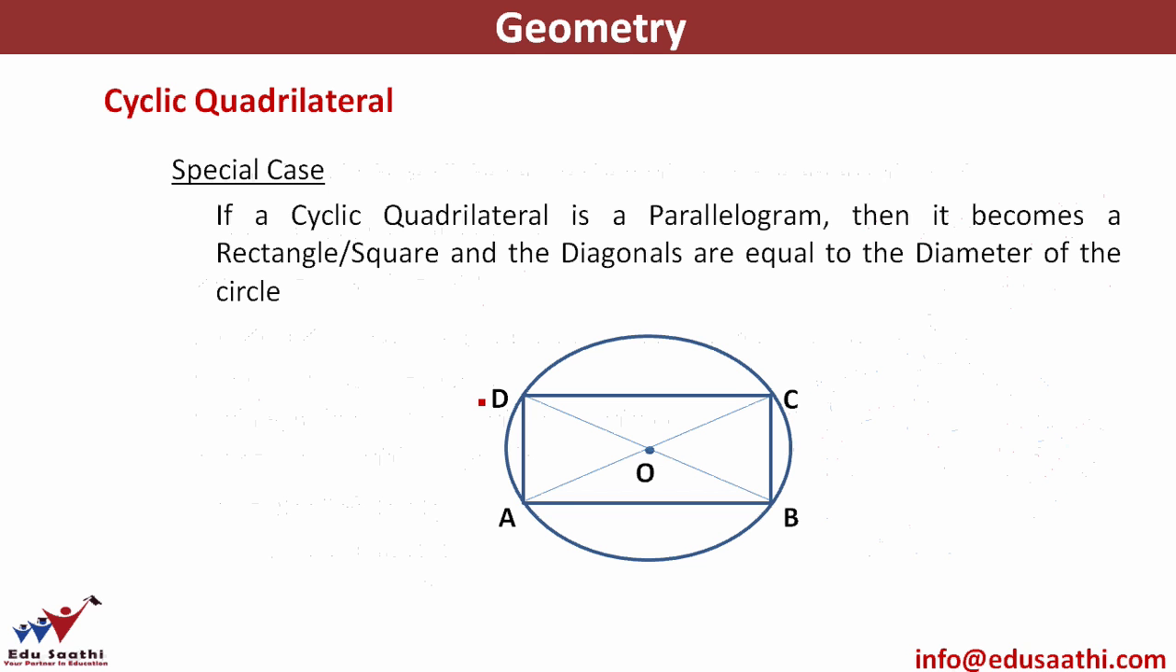If a cyclic quadrilateral is a parallelogram and it has to be inside a circle, then the only case it can be is either a rectangle or a square. A parallelogram inside a circle becomes a rectangle, or a square I should say, and the diameter of the circle acts as the diagonal of the rectangle or square. In general, we'll take it as a case of rectangle. It may come out to be a square as well, but we'll start with the case of rectangle only.